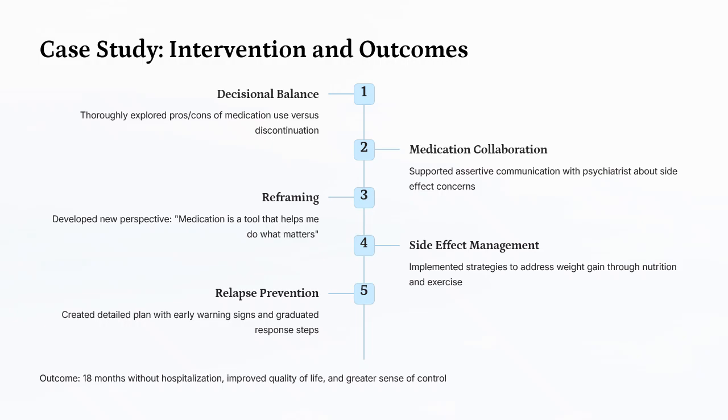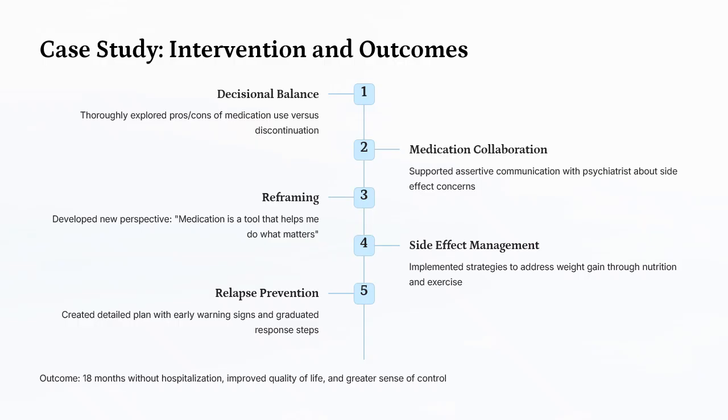1. Decisional balance: thoroughly explore pros and cons of medication use versus discontinuation. 2. Medication collaboration: supported assertive communication with psychiatrists about side effect concerns. 3. Reframing: develop a new perspective. "Medication is a tool that helps me do what matters."